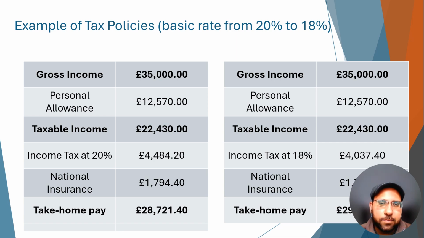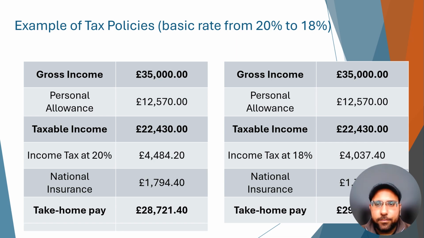So over the course of the year, £4,484 will be given away as income tax. There will be a national insurance contribution for when you retire of £1,794. So your take home will be £28,721. That is how much you will take home for you to spend and do whatever you want.